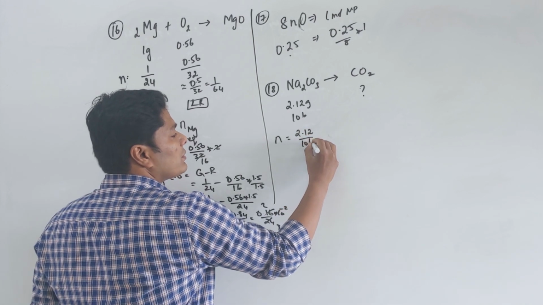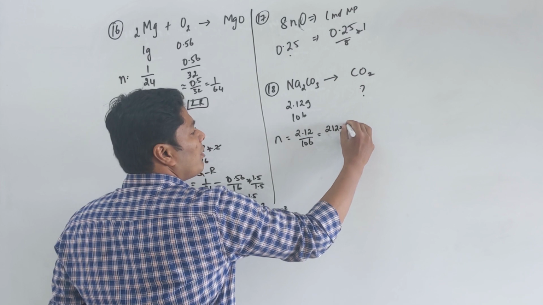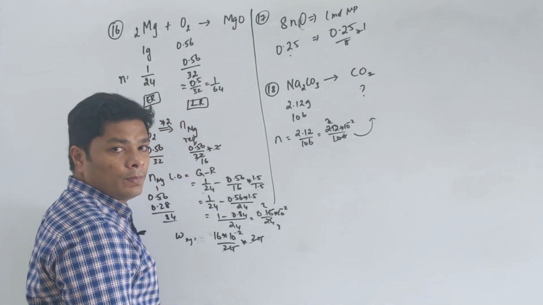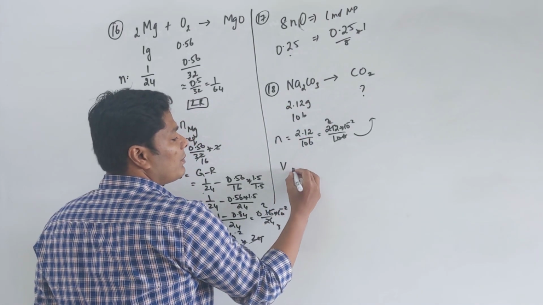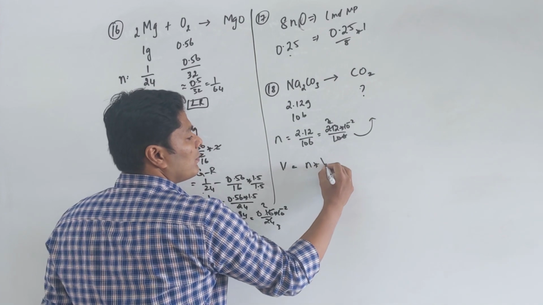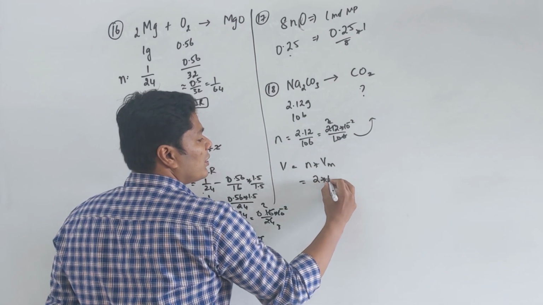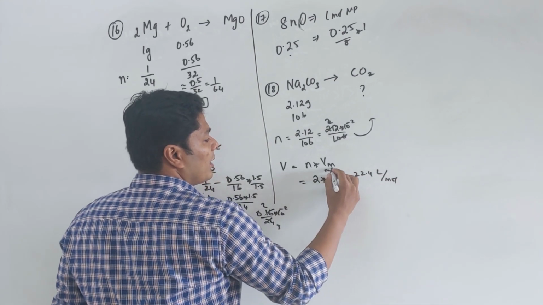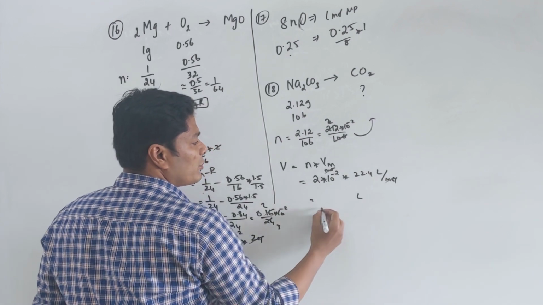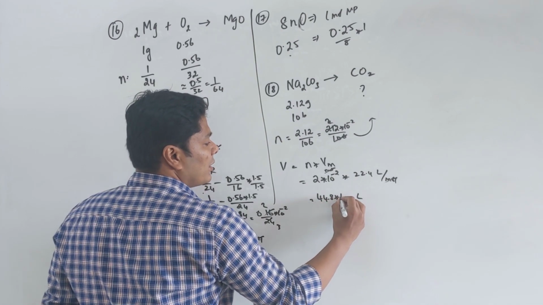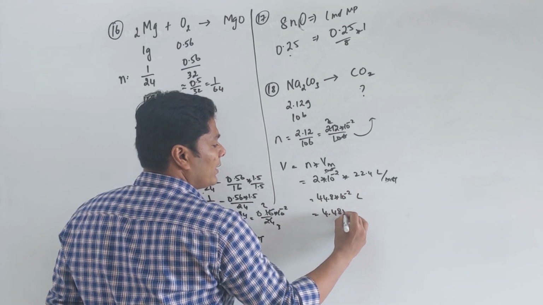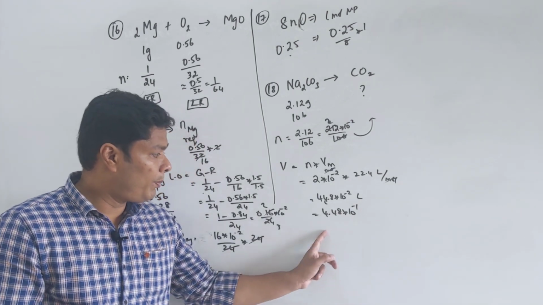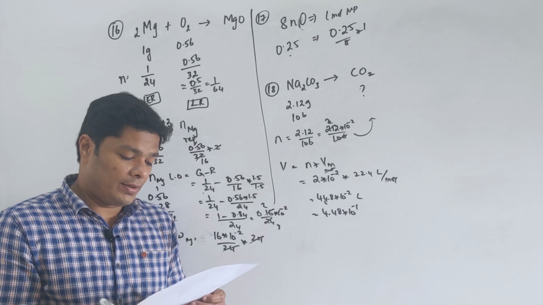2.12 divided by 106 or 212 times 10 to the power minus 2 divided by 106. This is the moles, and that's the moles of CO2, because 1 mole gives you 1 mole. So what is the volume of CO2? Moles times molar volume. 2 times 10 to the power minus 2 times 22.4 liter per mole. Now we will do the unit calculation, mole goes away, you get the liters. 2 times 22.4 is 44.8 times 10 to the power minus 2 or 4.48 times 10 to the power minus 1, so I moved this here, or 0.448, your option Charlie.